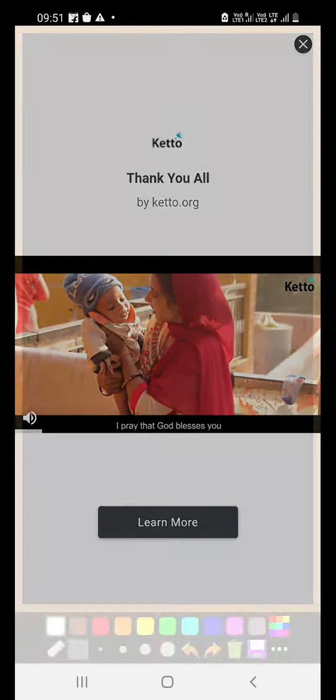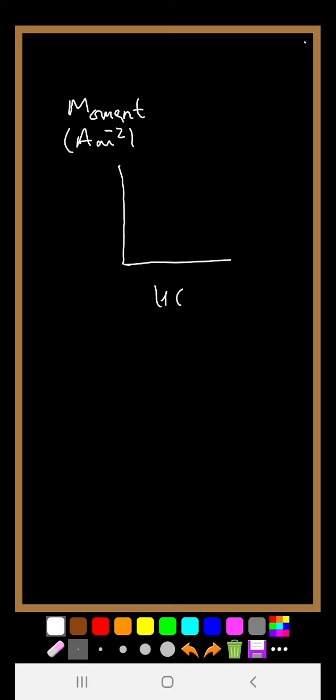So if we plot the magnetic moment, which is ampere per meter square, with respect to the magnetic field given in Tesla, and this we do for magnetite, so we get two different plots or two different directions. So for the easy direction we get a plot like this.